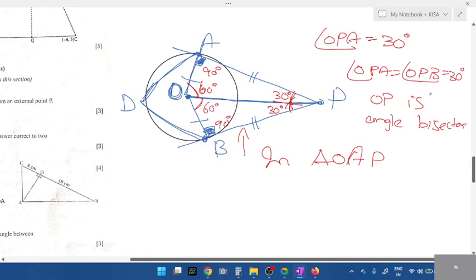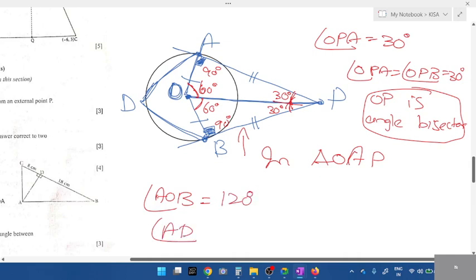So didn't I tell you OP is the angle bisector? Can you see even 60 and 60 is also same? Yeah, 60 and 60 degrees same. So what is the total angle formed? AOB, what's the total value for AOB? 120. If they ask you to find ADB, what is ADB, students? How will you find ADB?